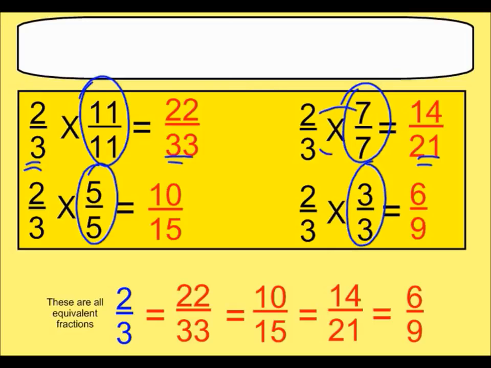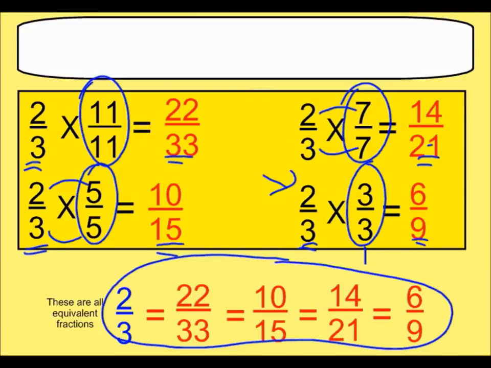14/21. 2 times 7 is 14. 3 times 7 is 21. These are equivalent fractions. If you multiply 2 times 5 and get 10, 3 times 5 and get 15, 2/3 and 10/15 are equivalent fractions. And that last example, when you're multiplying by 3/3, it's like you're multiplying by 1. You're really not changing the identity of 2/3. 2/3 is equal to 6/9. In fact, all these fractions down here that we've created, they're all equivalent fractions. They're all naming the same thing.